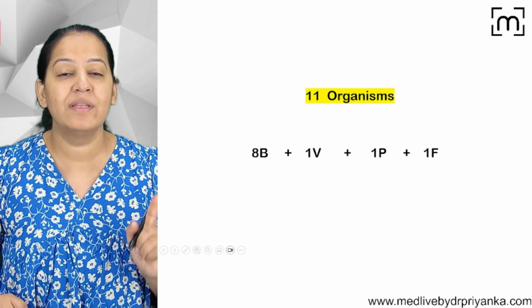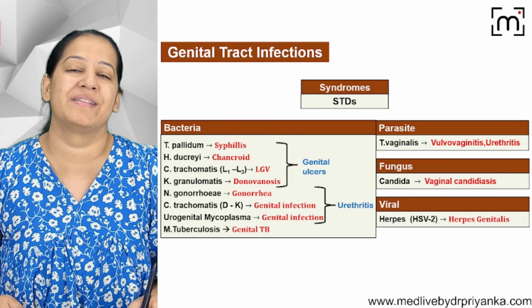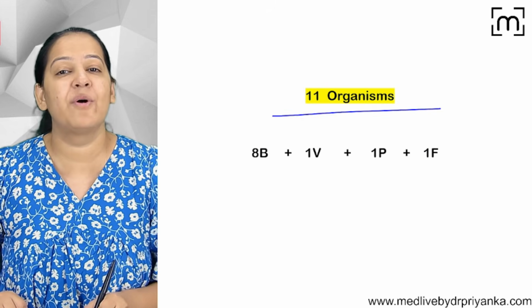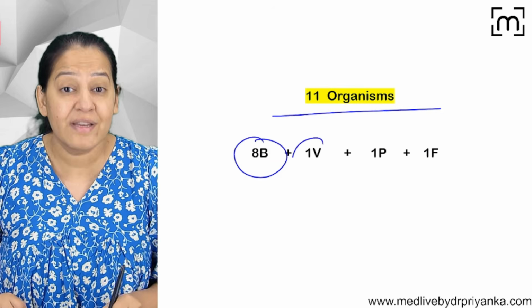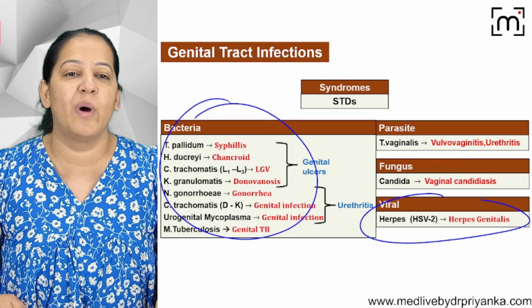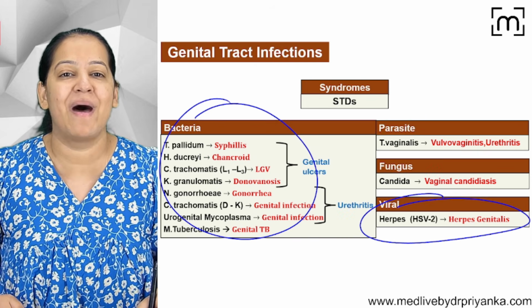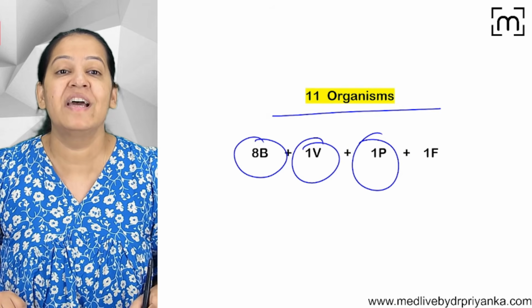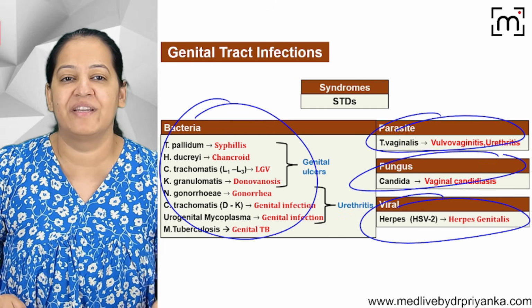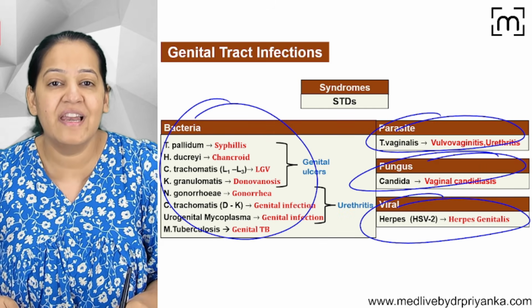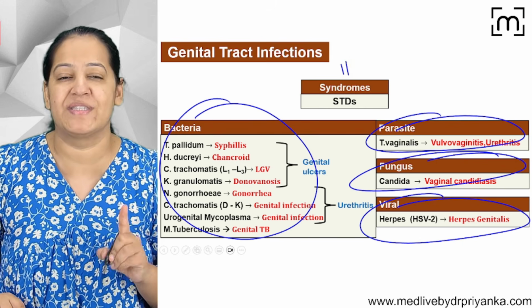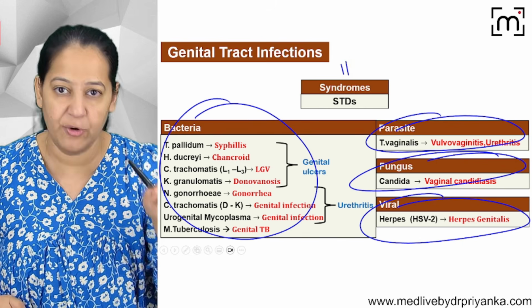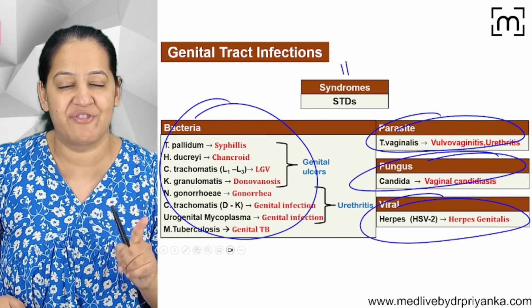So if you count, all these organisms are a total of 11 organisms. You can see that out of the 11 organisms, 8 of them are bacteria. You can appreciate the 8 bacteria here. One of them is a virus. Appreciate one virus over here. One of them is a parasite. Appreciate one parasite. And one of them is a fungus. Appreciate the fungus. So you can see a total of 11 organisms and one syndrome, that is STD. Approach to STD is the syndrome. This constitutes the entire unit, that is genital tract infections.